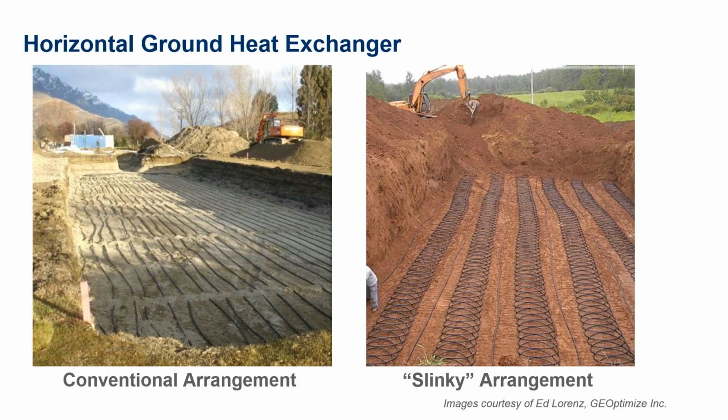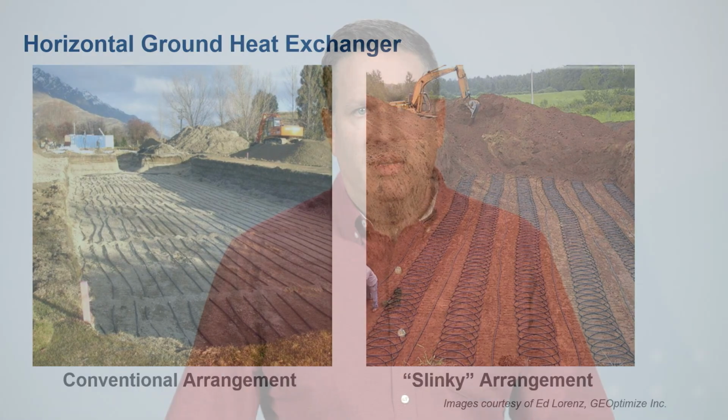Horizontal ground heat exchangers are generally installed with excavation equipment. The heat exchanger pipe can be laid down in a straight line or in a so-called slinky arrangement. As you can see, horizontal ground heat exchangers take up a fair amount of surface area, and the excavation process can be disruptive, meaning that you can't use that space while construction is in process.